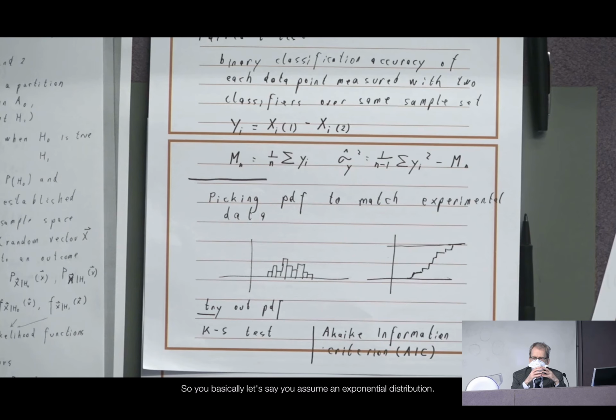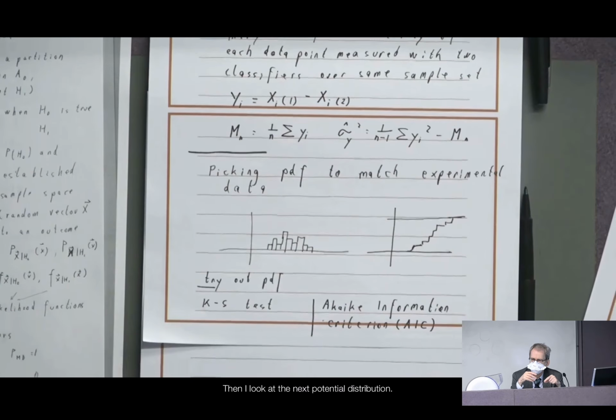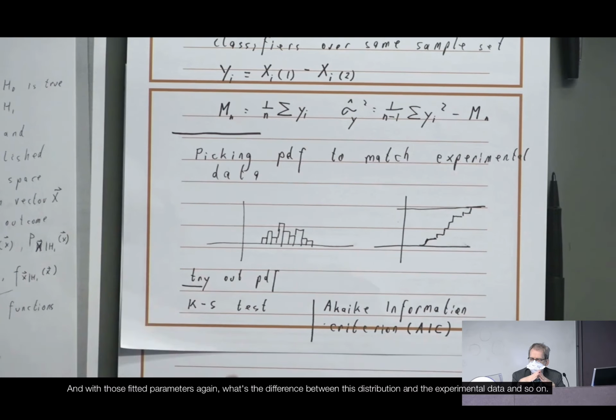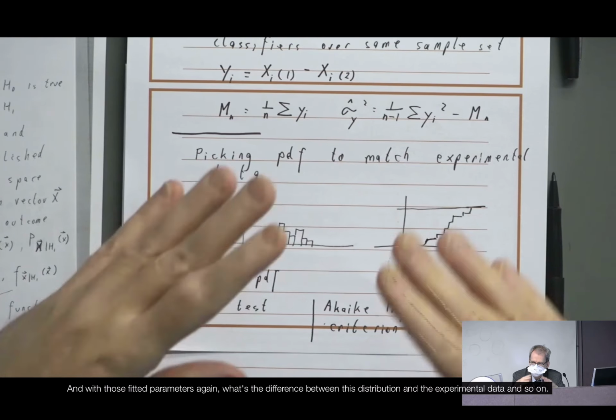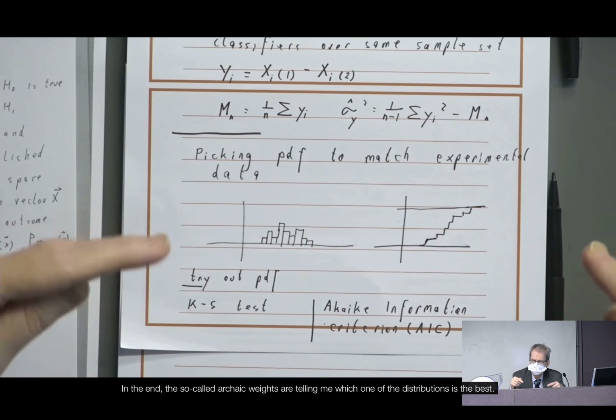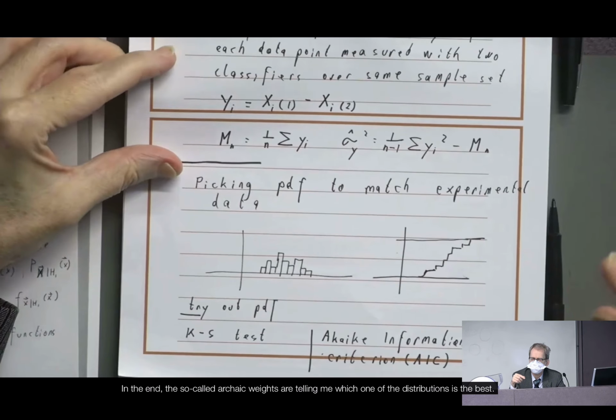Let's say you assume an exponential distribution, and you find the maximum likelihood fit of the parameter of this exponential distribution. We'll talk later on how we do these maximum likelihood fits. But you find the best parameter. Now you have a defined distribution, and you can say, okay, I have a certain deviation between my experimental data and this hypothesized distribution. Then I look at the next potential distribution. Again, I fit its parameters as well as possible, and with those fitted parameters, again, what's the difference between this distribution and the experimental data, and so on. I'll do that for all of the distributions that I want to consider. In the end, the so-called Akaike weights are telling me which one of the distributions is the best.